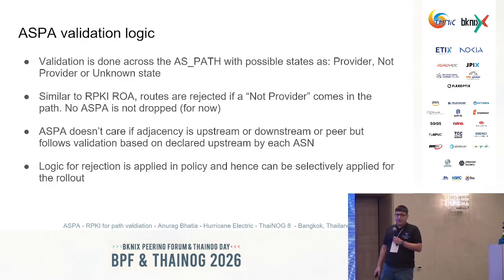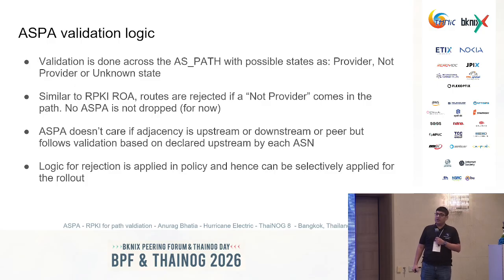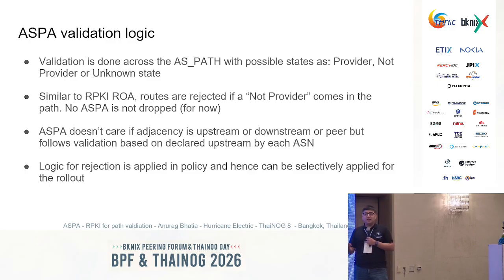ASPA validation logic is done across the AS path, and it follows three possible states: provider, not provider, or unknown. Provider essentially means that the path has been validated and the announcement is correct as per the match. Not provider is where it is not a provider and it's essentially a leak. Unknown is a state that will be there for quite a while for routes as people go ahead with signing. Unknown is the same as the unknown state in RPKI ROA, where either the network or the ASN has not created a record, or the entire path cannot be validated.